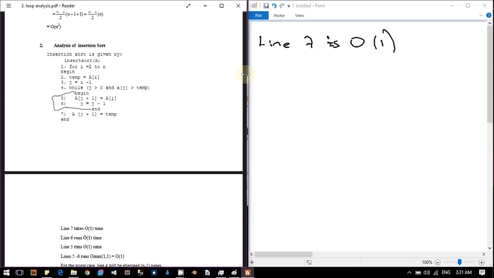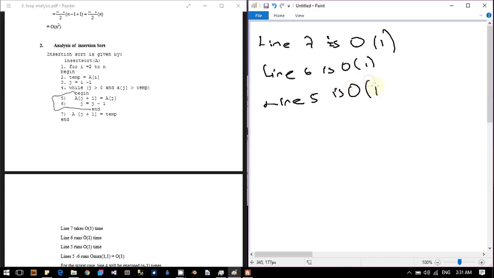So we see line 5 and 6 is inside a loop. What is line 5? What is line 6? Sorry, line 6 is order 1. What is line 5? Line 5 is order 1. We do not add 5, 6 and 7 because 7 is outside that loop body. So we add line 5 and 6.